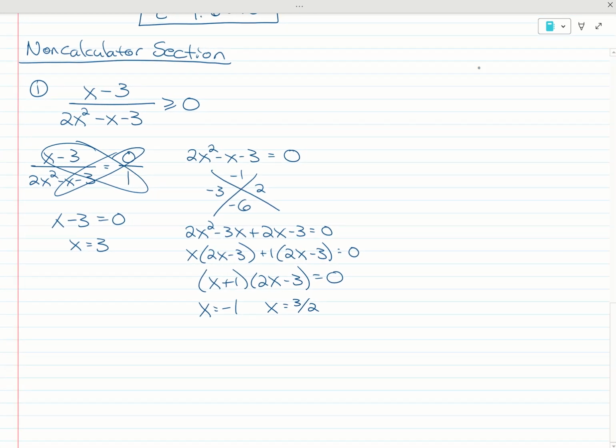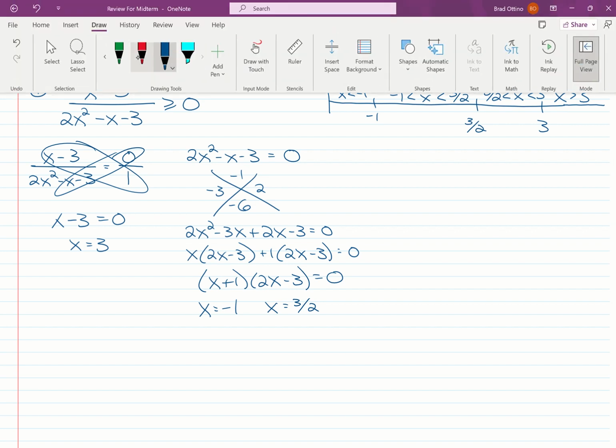The next step is we have to test values on a number line. So if we test values before -1, between -1 and 3/2, between 3/2 and 3, and then numbers greater than 3, this will give us a better idea of what regions are going to work. So this is something we're just going to have to do in our head.